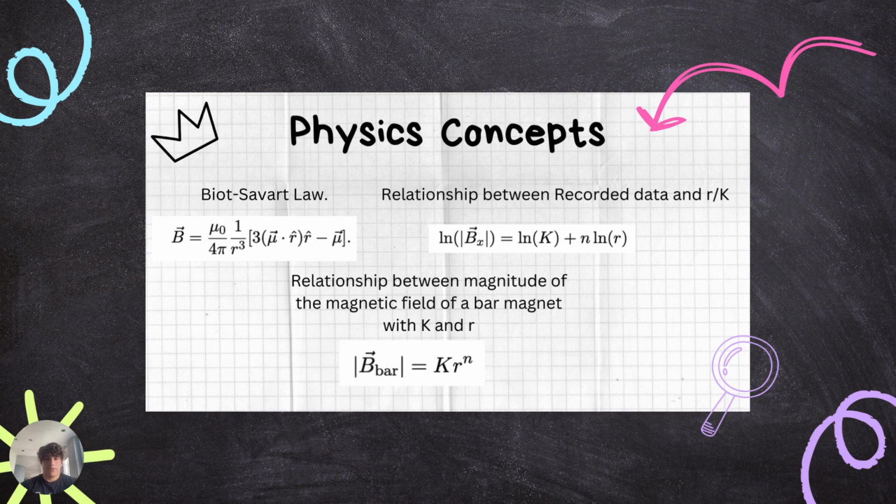For the physics concepts in the experiment, the Biot-Savart law, the relationship between the magnitude of the magnetic field of a bar magnet to the k constant and distance r from the magnet, and the relationship between the recorded data and distance in k were used. The Biot-Savart law was used to calculate the magnetic field at various points in space due to the bar magnet. The bottom formula was used when solving for the magnetic dipole mu, and the relationship between the recorded data and r and k was used to find the values to plug into the other two equations.